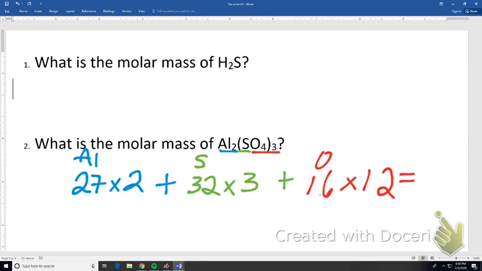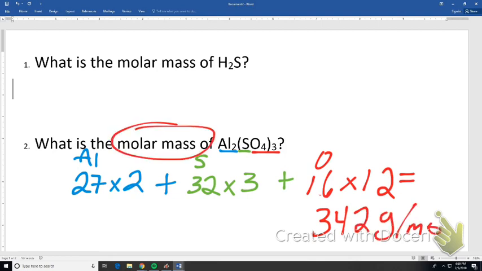All right, so when I put that all in my calculator, that's why calculators are your friends, I get 342. And again, since this is a molar mass, it's grams per mole, or g/mol. Okay? All right. So now let's look at simple conversions using grams and moles, since we're just talking about it.